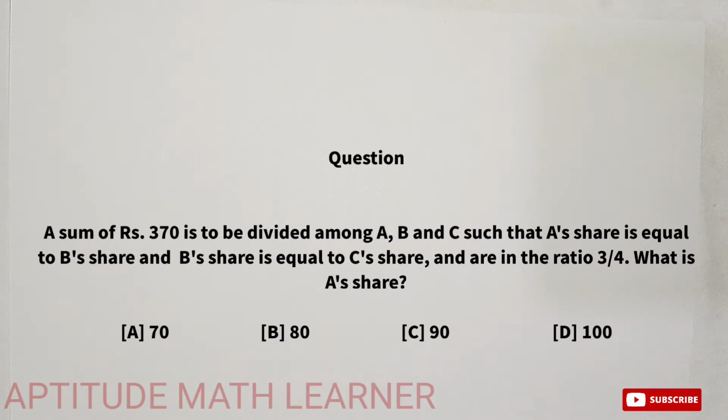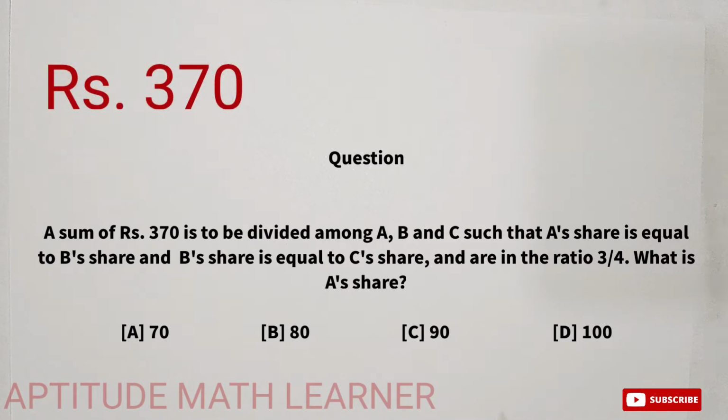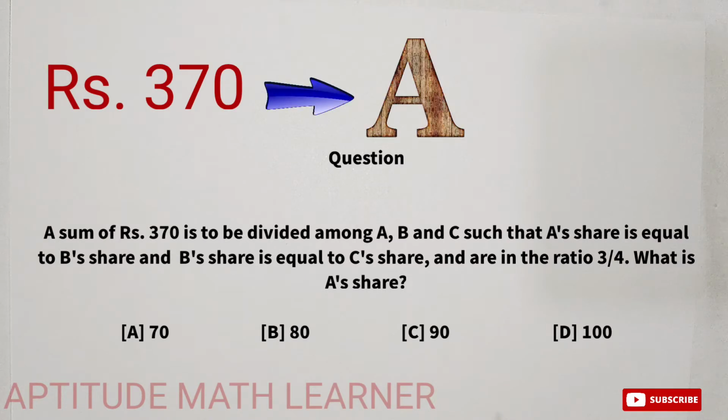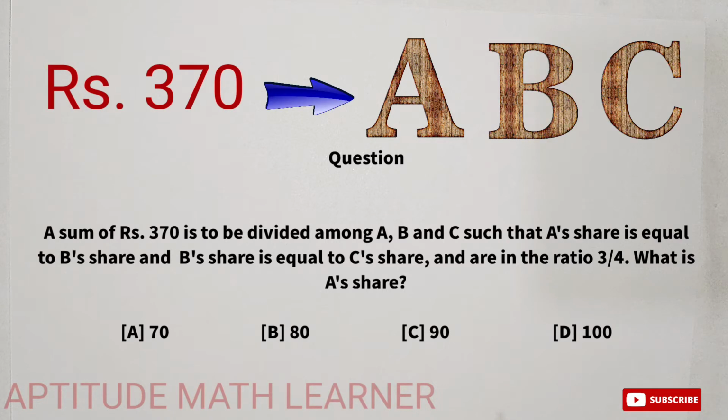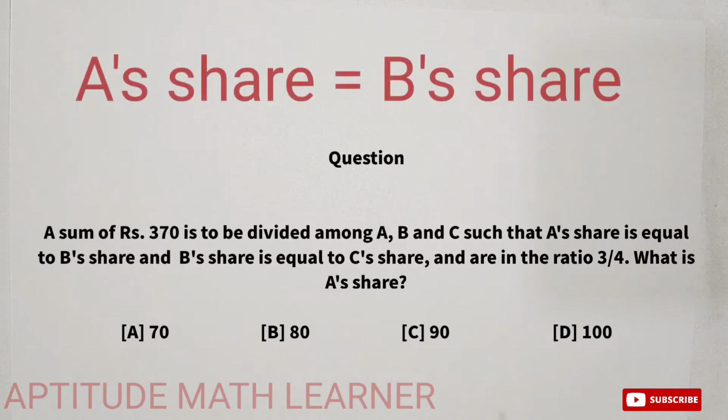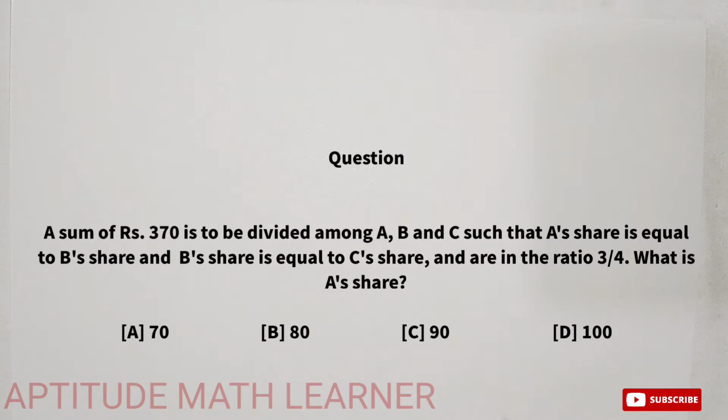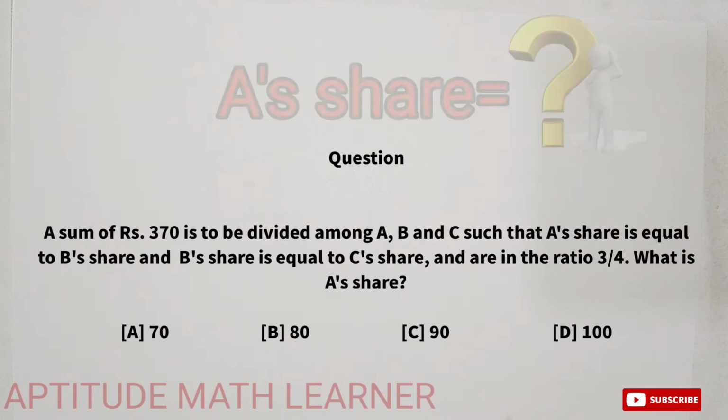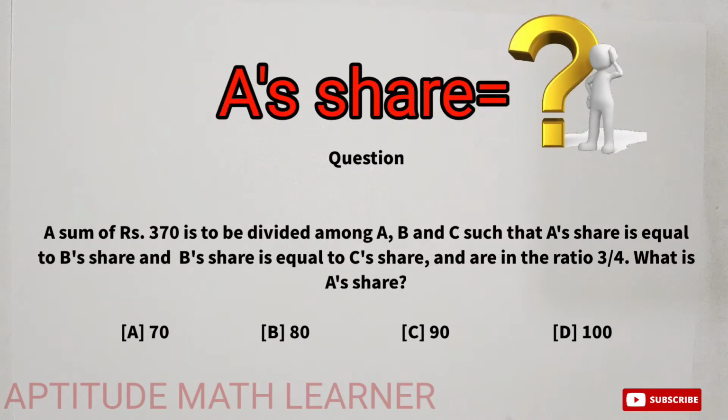Guys, today we have the question: a sum of rupees 370 is to be divided among A, B and C such that A's share to B's share and B's share to C's share are in the ratio 3:4. Then A's share is? So here we have to find A's share.